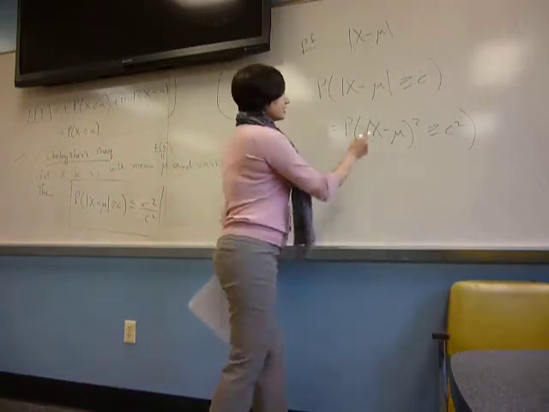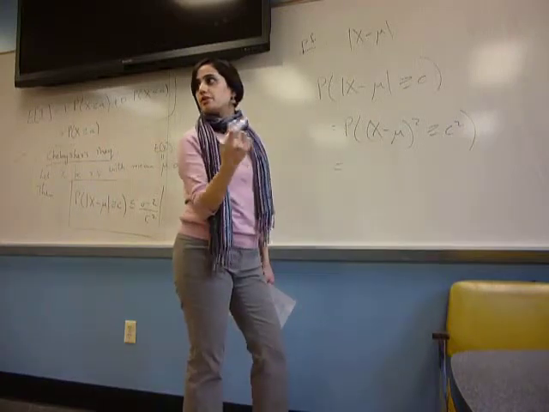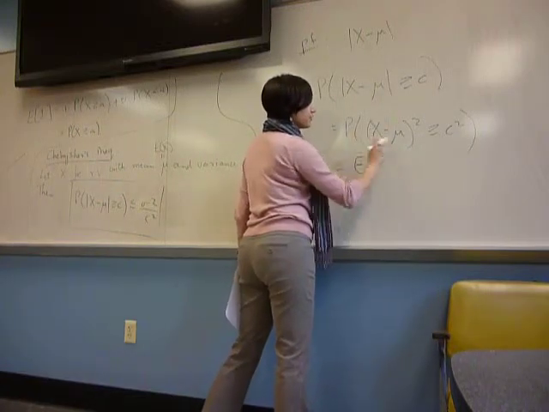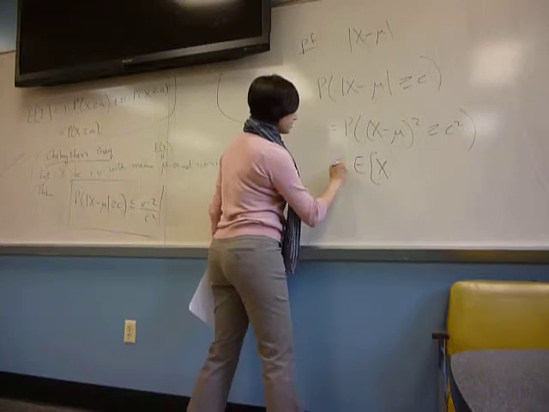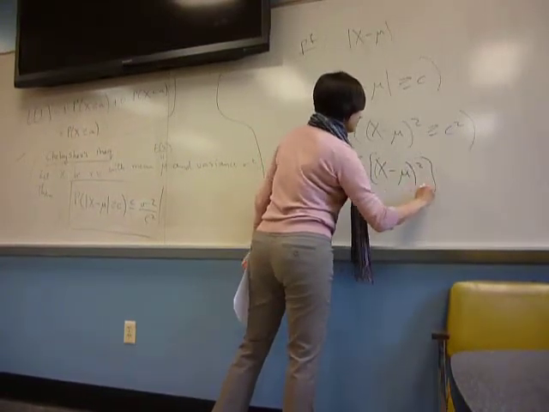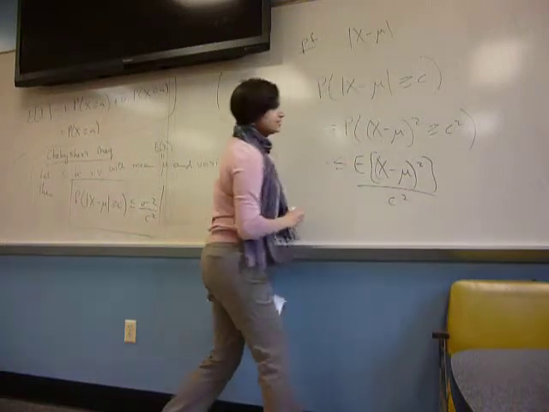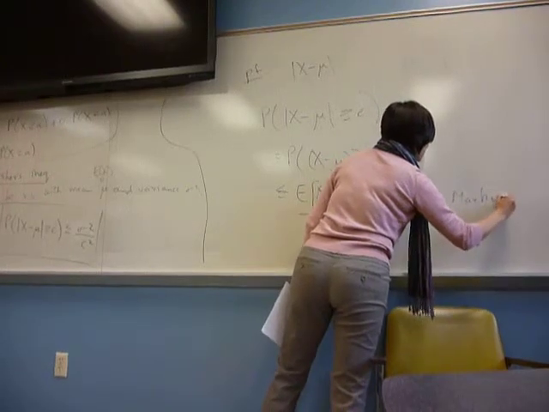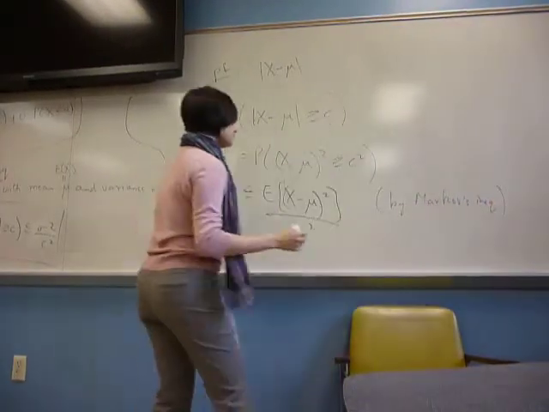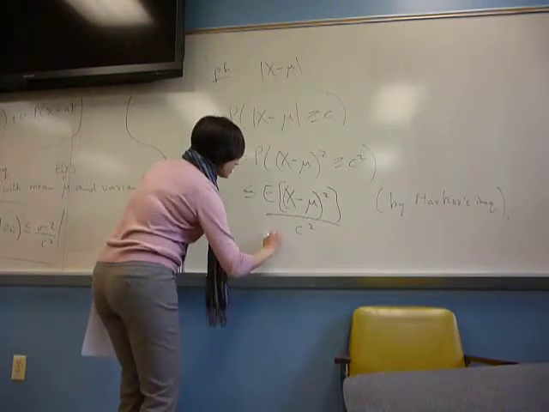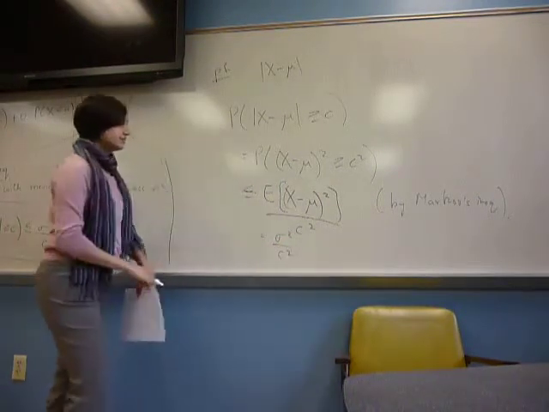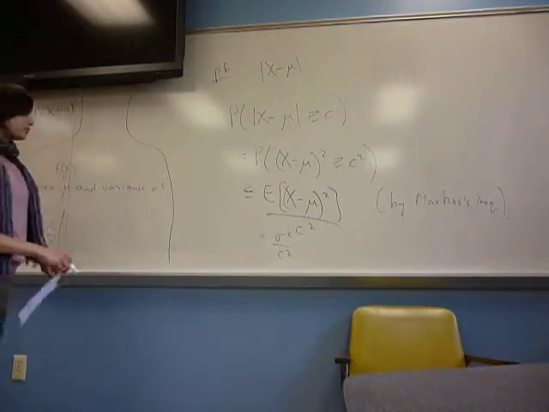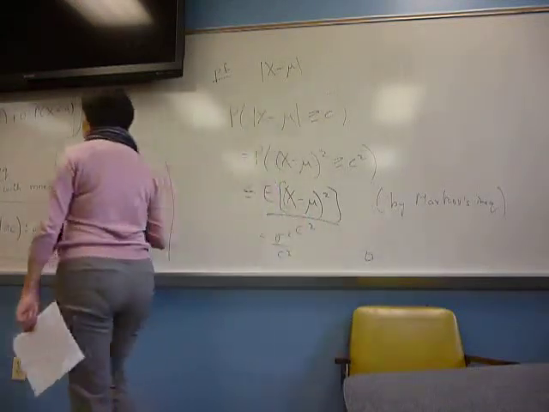And now I can use that X minus mu squared is a non-negative random variable. I can use my Markov inequality, and what does Markov's inequality say? I can bound the probability above by the expected value of this random variable, divided by c squared. This is by Markov's inequality. And the expected value of X minus mu squared is just the variance, so that's sigma squared. This is the definition of variance, right? So we're done with the proof. The proof of these two things is very easy.